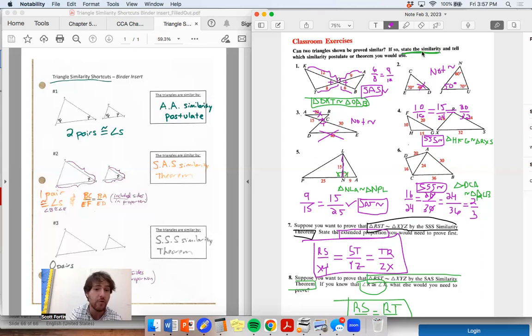What I have here in green for all these is that you have to state the similarity, okay? So when you're doing problems like these, you have to make sure the corresponding vertices are in order. I can see it, I can feel it. I proved it here with my proportion and my congruent angles that I have similar triangles. Now I need to go through my vertices to make sure they align.